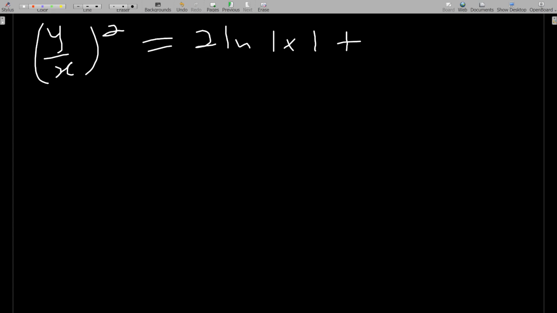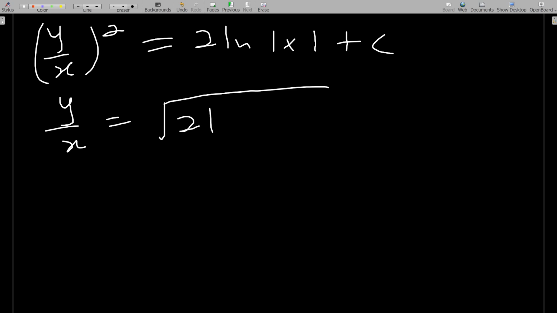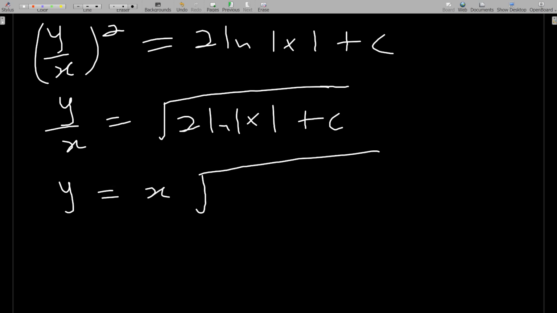So multiplying through by x squared, I have y squared equals 2x squared ln of x plus a. Let me rewrite it in a different way because I want to get something cool. We have y over x as my v, then squared is equal to 2 ln of x plus c. We want to get something very easy. Finding the square root of both sides, I have y over x equal to the square root of 2 ln of x plus c, and then I have y equals x times the square root of 2 ln of x plus c.